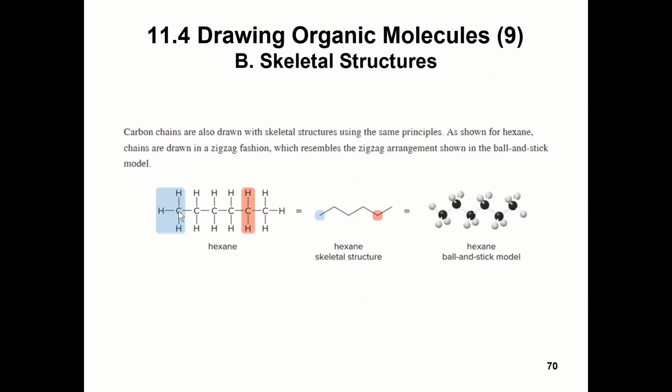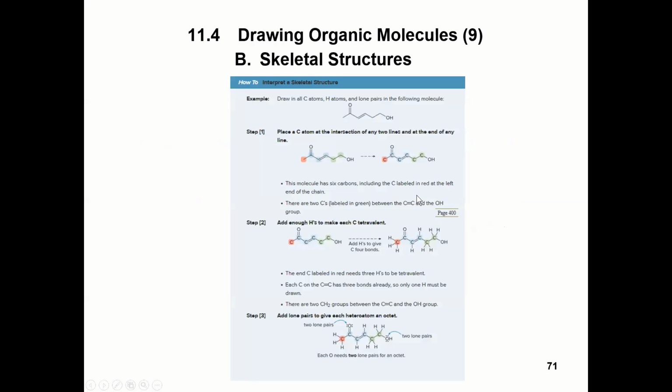So again, this compound here is hexane. What you do is you draw a series of zigzag lines so that there's a carbon atom at each terminus of each line, and then there's a carbon atom at the vertex. So there's 1, 2, 3, 4, 5, 6. There are 6 carbon atoms denoted by this skeletal structure. And then of course here's the ball and stick model. Okay, so zigzag is the key.